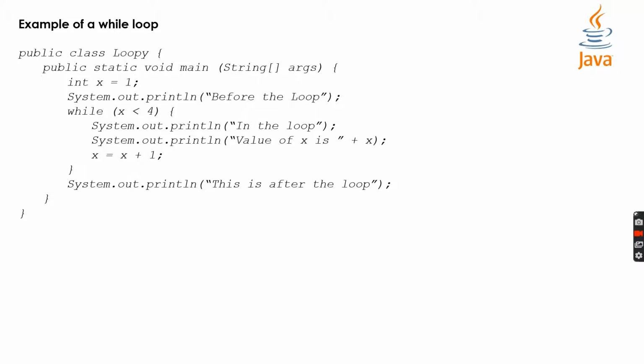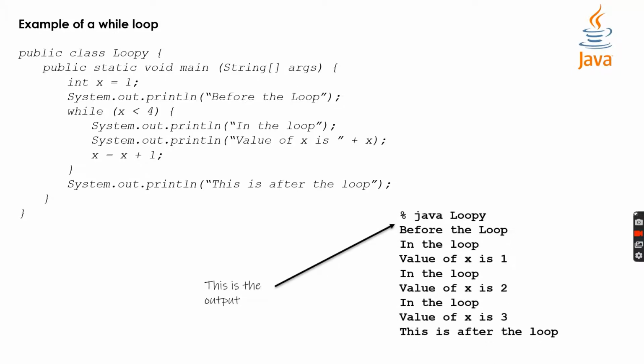Now x is equal to x plus 1. So we increase x by 1. Okay, so this is the output. First x is equal to 1. So it prints before the loop, in the loop, and the value of x is 1. Another time the value of x is increased by 1. So in the loop the value of x is 2. Another time x is increased by 1. In the loop the value of x is now 3. Now the value of x is increased by 1, so it's 4. So 4 is not less than 4. So the while loop ends, and this is after the loop. We're printing the last statement.